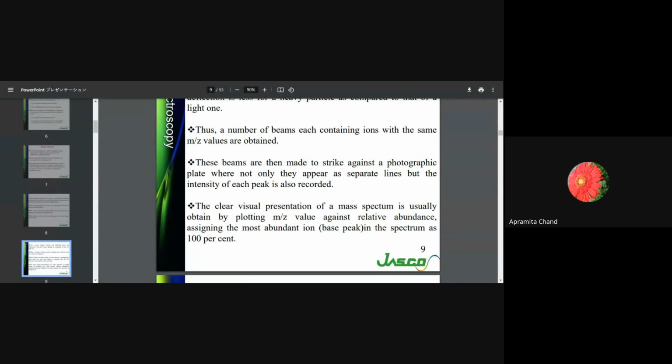So here we are plotting the m by z value against the relative abundance. The most abundant ion in the spectrum, we first give it a relative value, and that is termed the base peak. So what is the base peak? The base peak is the most abundant ion in the spectrum, and its assignment is 100%, and we will be plotting the m by z value against the relative abundance.